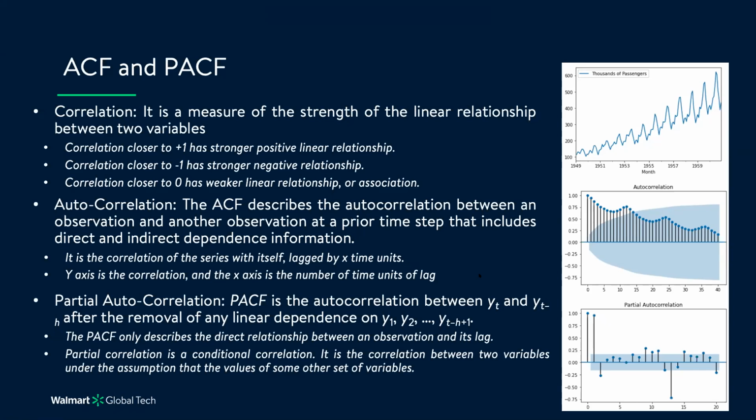Then if we talk about autocorrelation, it is basically a description of the correlation between the lagged values of a single distribution. And the partial autocorrelation is the autocorrelation between y_t and y_(t-h), which is the past value of that distribution from the current observation. You can set as big a lag as you want to go in the past, but it really is the autocorrelation after removing any linear dependency. It is the description of the direct relationship between the current observation and its own lag.